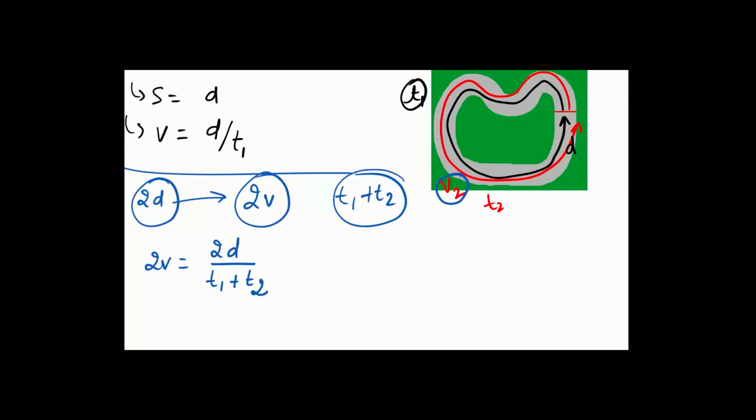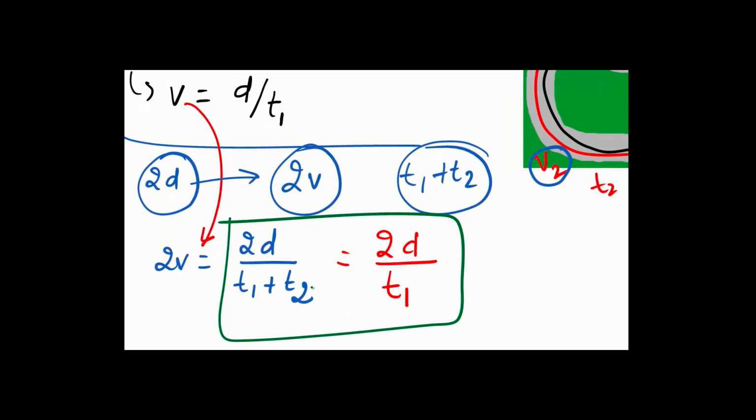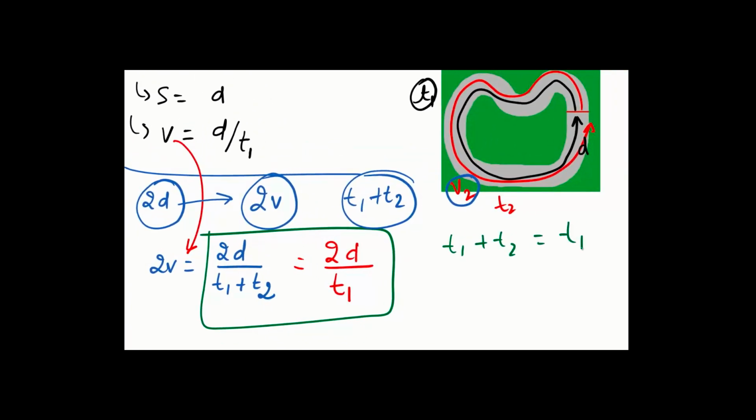But I also know v is also something else. So I can write this as 2d over t1. Okay, so we got something like this. What is this? 2d equals 2d, t1 plus t2 equals t1. How can it be that t1 plus t2 equals t1? That means t2 is equal to 0. And that means v2, which is basically distance traveled by t2, is tending towards infinity. What? There must be something wrong, right?